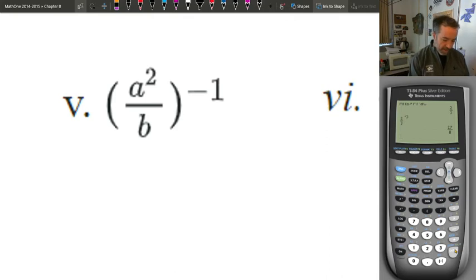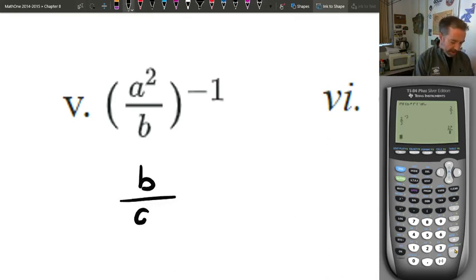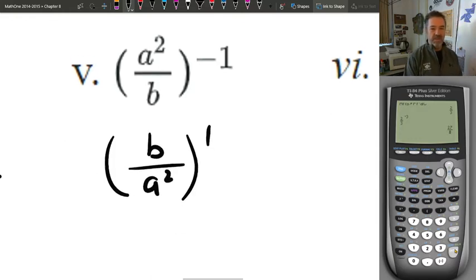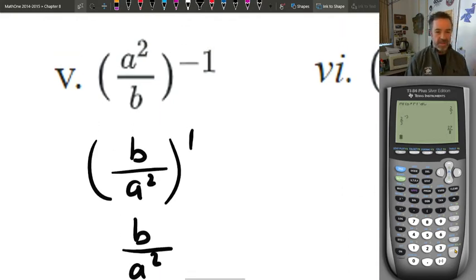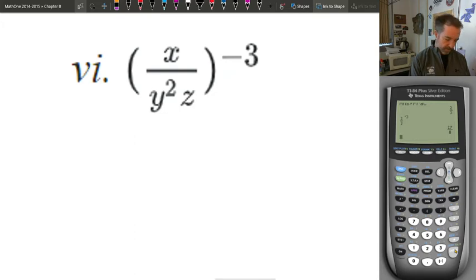Oh, and here's one with the, oh, this is cool. Look at this. This is going to be the same thing as b over a squared raised to the 1st power. And because it's raised to the 1st power, we can just leave it alone. That's just b over a squared. Reciprocals. Huh.